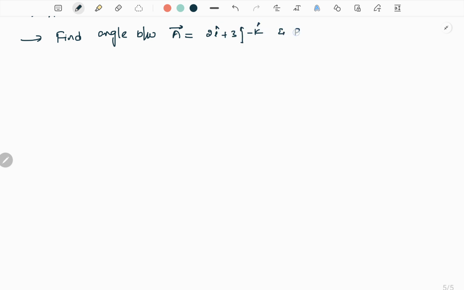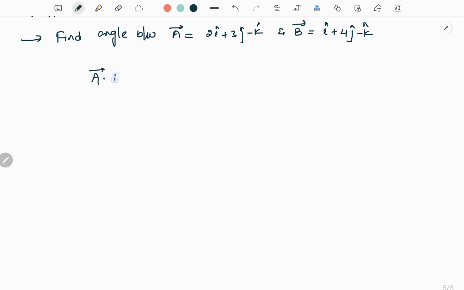Okay, now sometimes they might ask you a question like this: find the angle between two vectors. Let's say a bar is equal to 2i cap plus 3j cap minus k cap, and another vector b bar is equal to i cap plus 4j cap minus k cap. Our main intention is to find the angle between these two vectors.